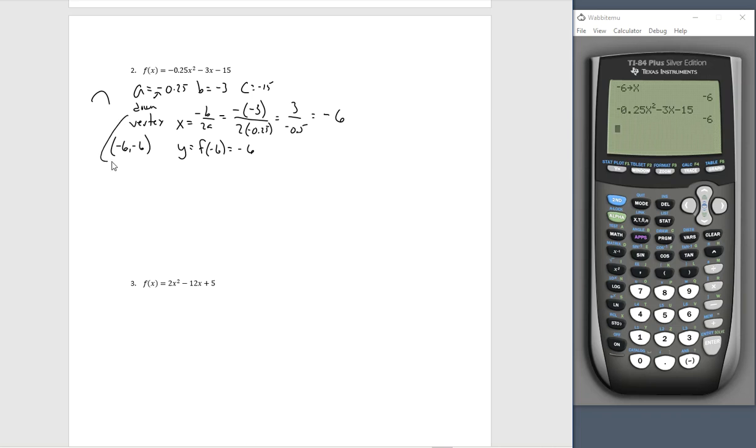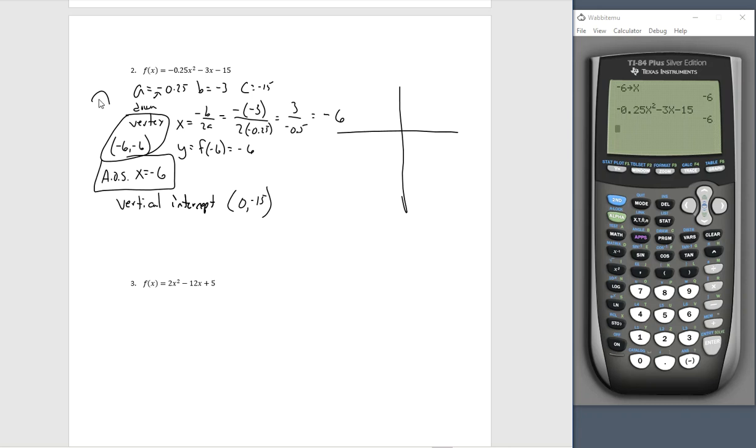All right, so here's our vertex. But also, we have the axis of symmetry, which is x equals -6. I know there's a whole bunch of 6's going on here, but that's all right. We'll work it out. Our vertical intercept, always the point 0, c. C is a -15. So let's see what we have here. We have a graph that opens down with a vertex at -6, -6. 1, let's call that 2, 4, 6 negatives. We're going to do even values here on the y scale as well.